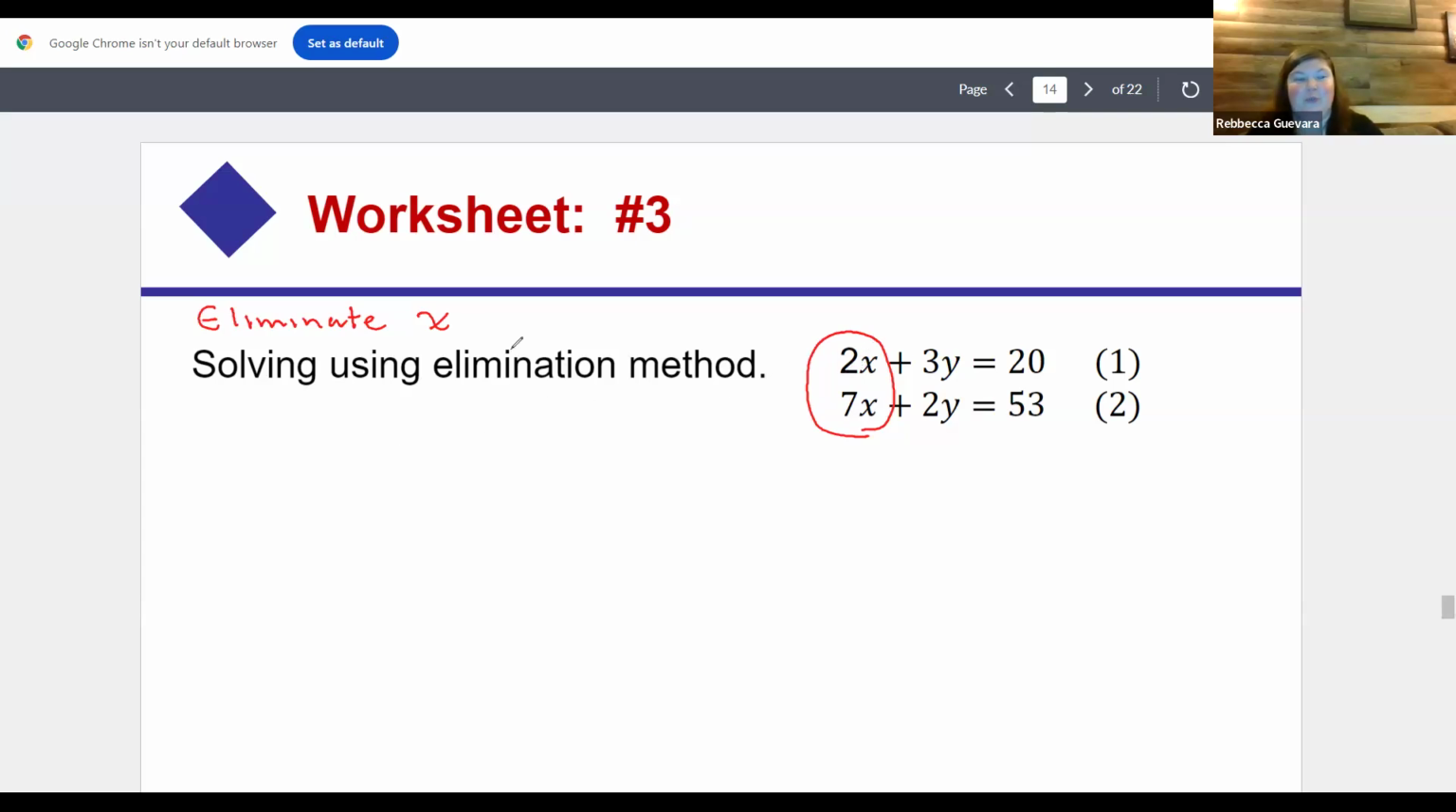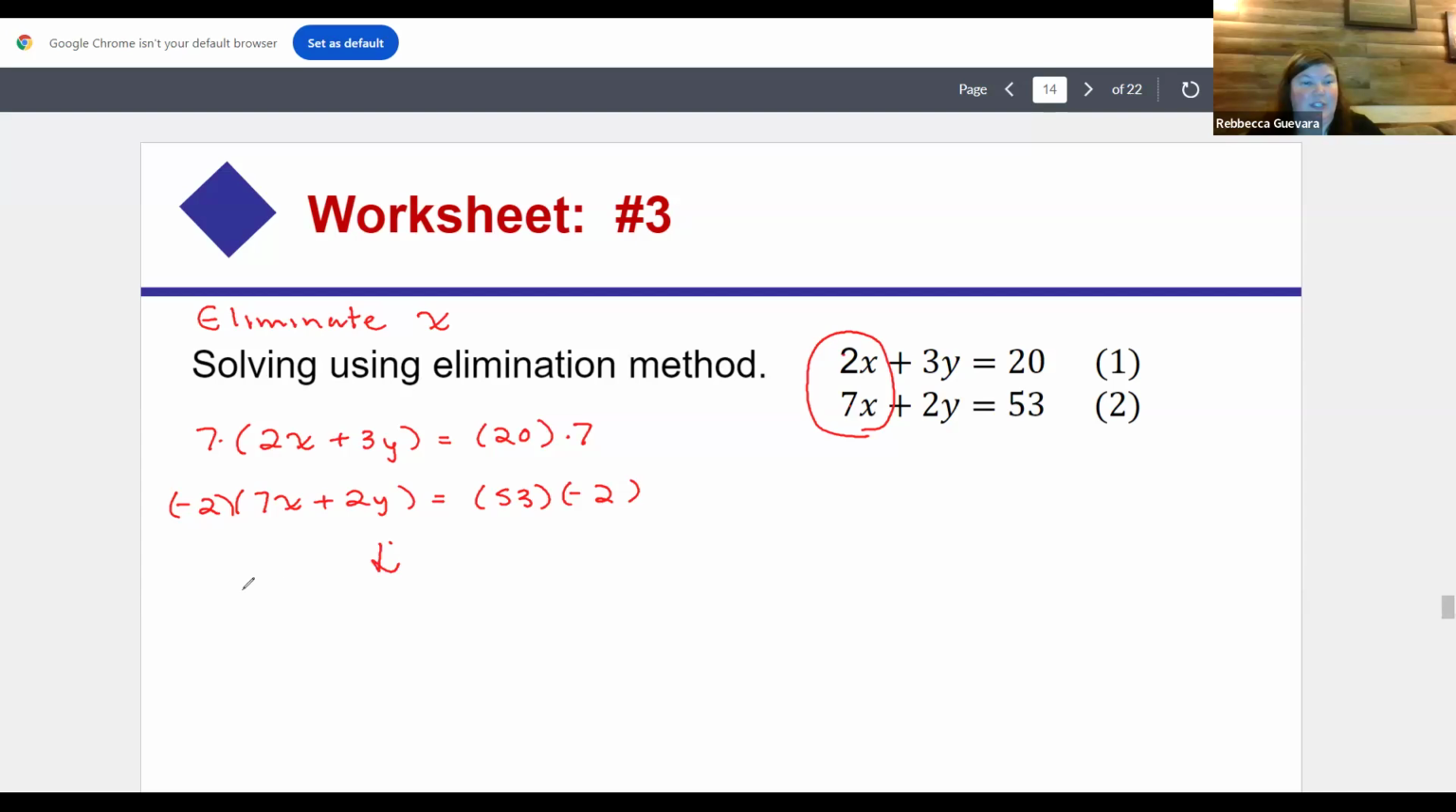So what I can do is, because this is 2 and this is x, I'm going to multiply everything here by 7. And then the second one, I'm going to multiply it by 2, but I want to make sure that one of these is a positive and one of these is a negative. So I'm just going to decide I'm going to multiply by negative 2.